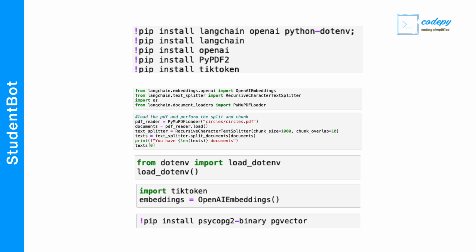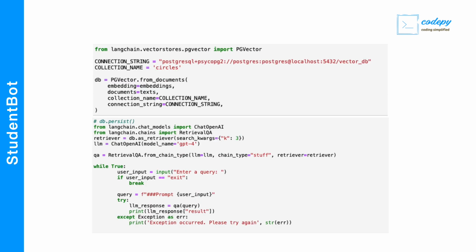Once you install psycopg2-binary and pgvector, that's where we will be able to use the Postgres vector concept within the database. So from Langchain vector stores PGVector, import PGVector. We create a connection string with all the parameters that are needed. We give a collection name. Here we give circles. Then we create an object of db using PGVector from the documents, and we pass all the parameters that we declared. I hope this is clear, and it is a very important part of it.